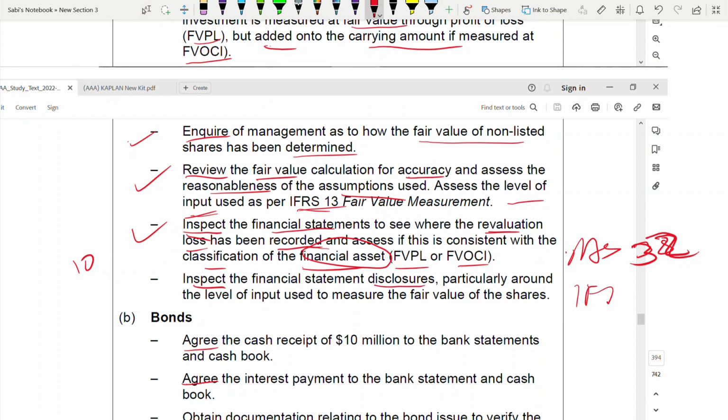This is IFRS 7. IFRS 7 talks about financial statement disclosure. Three standards talk on financial assets alone. That itself should show you how important and complex financial instruments are. That's why three separate standards. Anyways, so inspect their disclosure regarding what level of input was used to measure the fair value of the share, because in the disclosure they will write which level they have used to measure fair value.